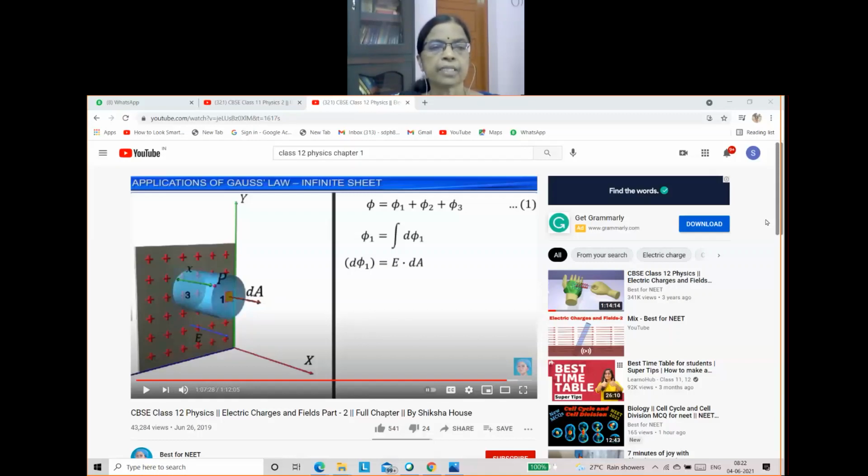Nobody is answering. Neeraj, can you tell? Curved surface flux equal to 0. The flux formula is E dS cos theta. Why is the flux equal to 0 for the curved surface? Neeraj, no answer. Neeraj, tell, why do we consider the flux of the curved surface to be 0?